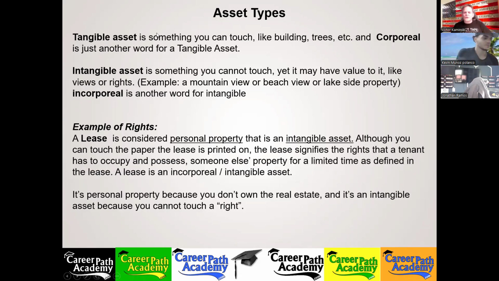So I'm teaching you the words tangible and intangible, but there's also another word for it. Another word for tangible is corporeal. Tangible and corporeal mean the same thing. It's an asset that you can touch or feel. Intangible assets are something that you cannot touch, like views or your rights, like a lease.